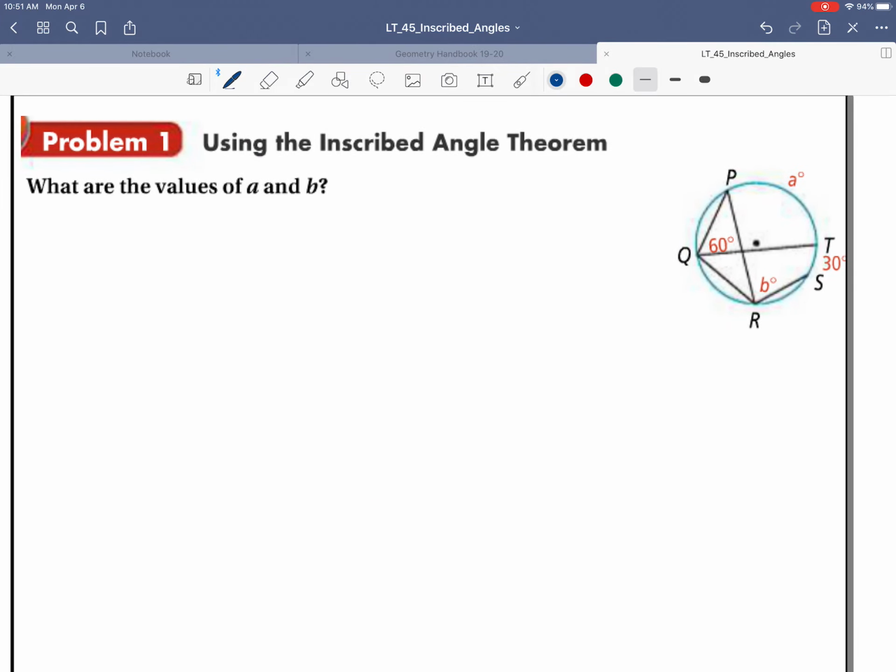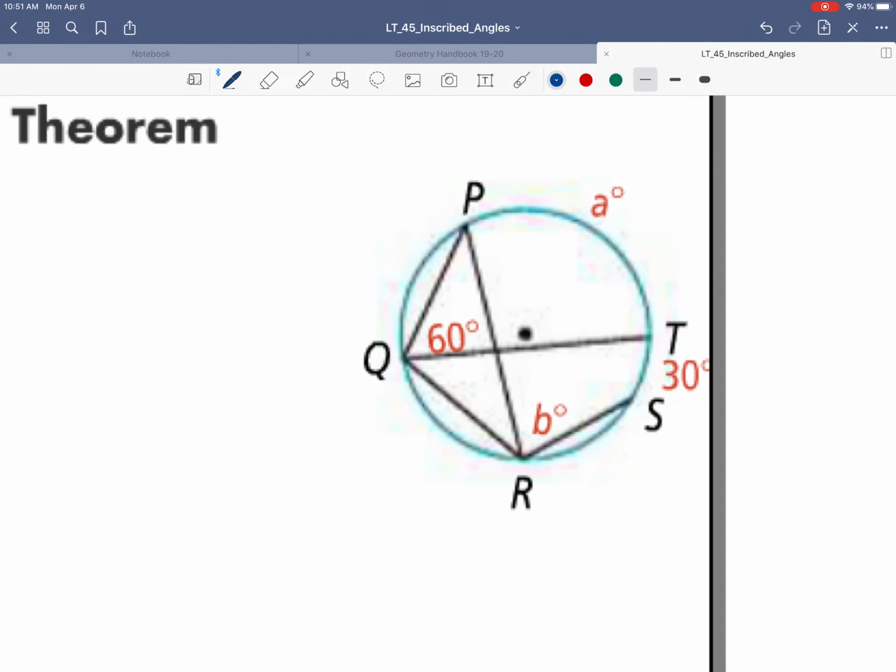What are the values of A and B? So in this circle, A is this arc right here. That arc is opening up to, I take P all the way back and point T all the way back, we see that the inscribed angle is 60. It's not a central angle, so A is not 60. It's going to be twice 60. So we get that A is going to be 120. So A is 120.